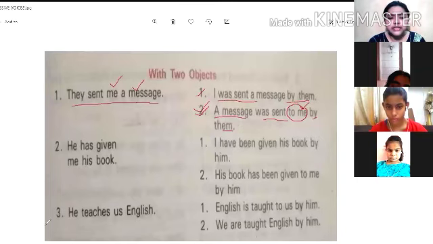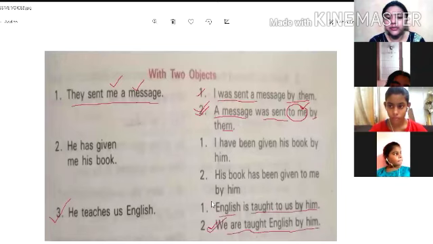Then let us look at this example. He teaches us English. So English is taught to us by him, or we are taught English by him. So this might become a complicated one for you. So you should go with this approach. English is taught to us by him.